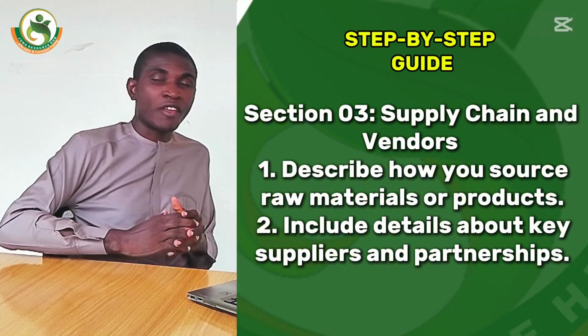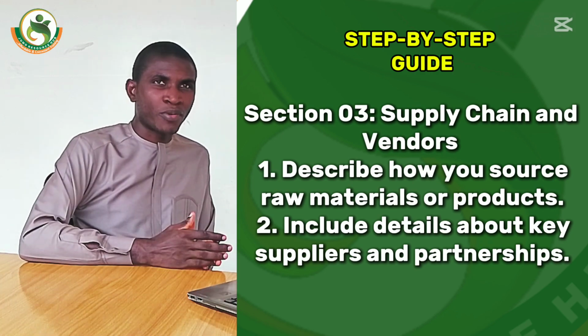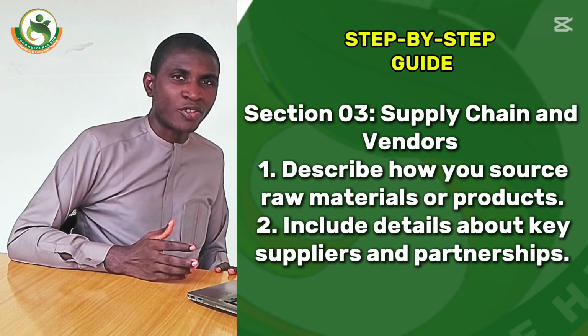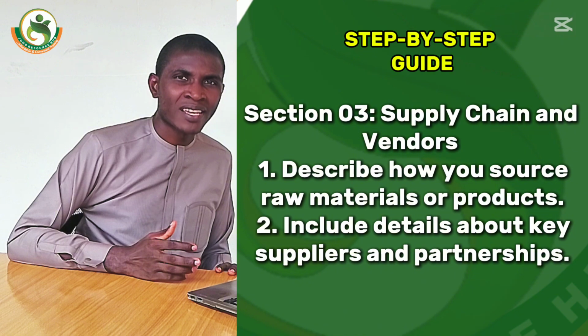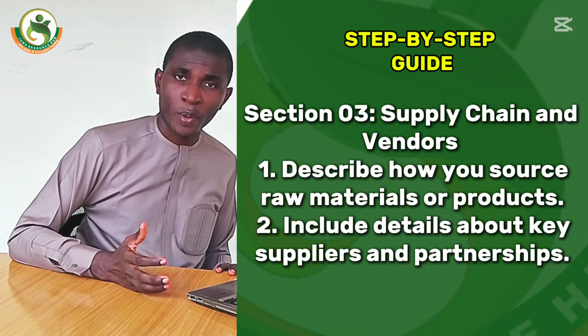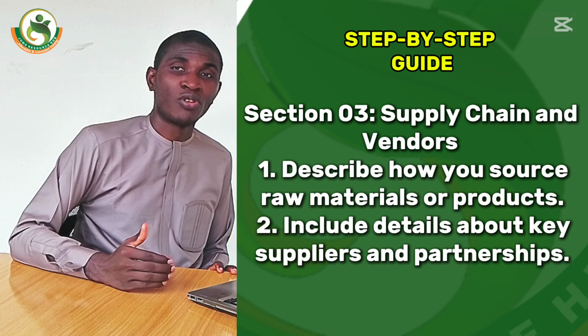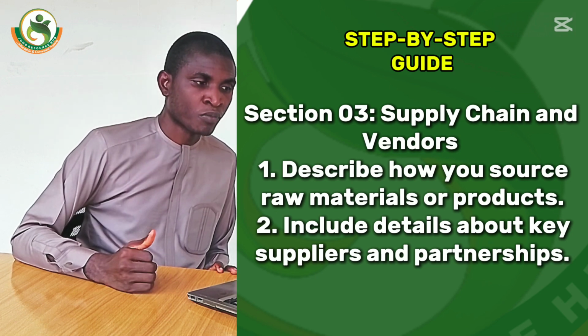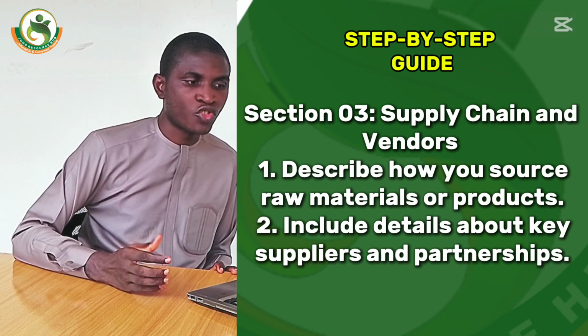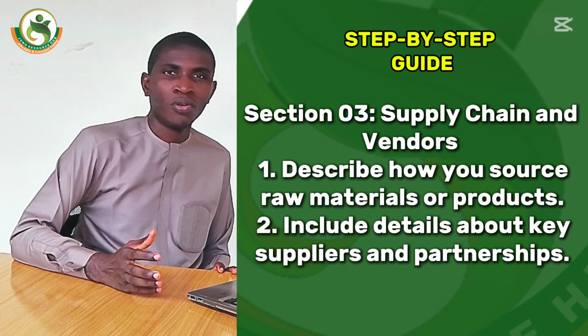You understand? Then if you are in production, where do you get your raw materials from? How do you make sure that those who are supplying you the raw materials will not disappoint? Very, very important. What are the strategies you put in place to make sure that they don't disappoint you? Very, very critical, right? Include details about your key suppliers and partnerships.